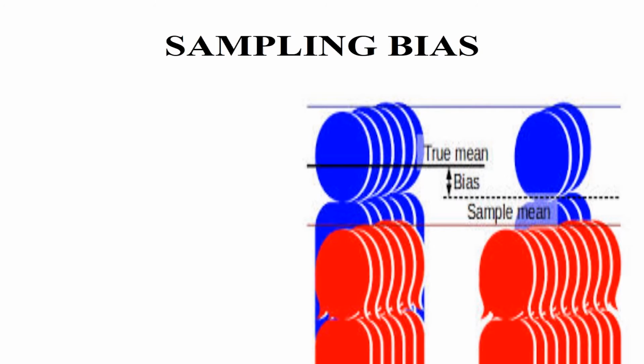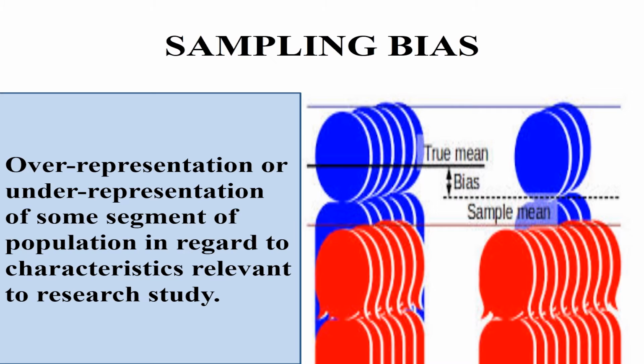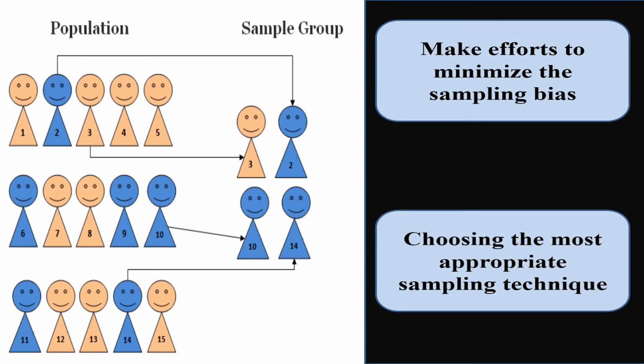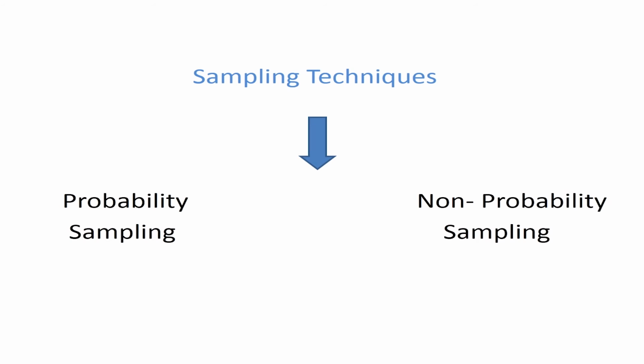Sampling bias is overrepresentation or underrepresentation of some segment of population in regard to the characteristics relevant to the research study. The researcher should always make efforts to minimize the sampling bias by choosing the most appropriate sampling technique. Sampling techniques are broadly classified into 2 types: the probability sampling techniques and the non-probability sampling techniques. These types will be discussed in detail in the next video.